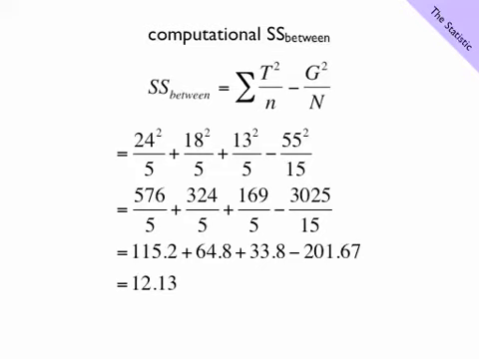So you can come back and check your math if you want to try this on your own and follow along with the video. It's 24 squared over 5, 18 squared over 5, 13 squared over 5. Add that all up together, and you subtract 55, which is the grand total, squared, divided by 15. The number that I ended up getting is 12.13, with a little bit of rounding. And that is the sum of the squared deviations between the treatment groups.